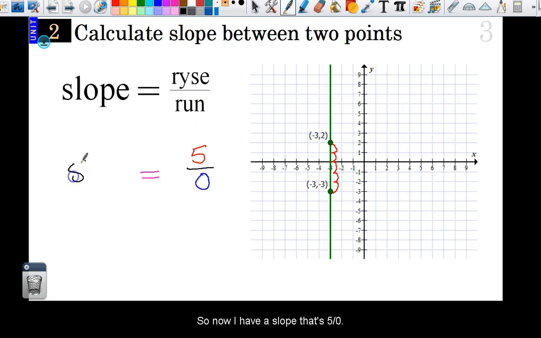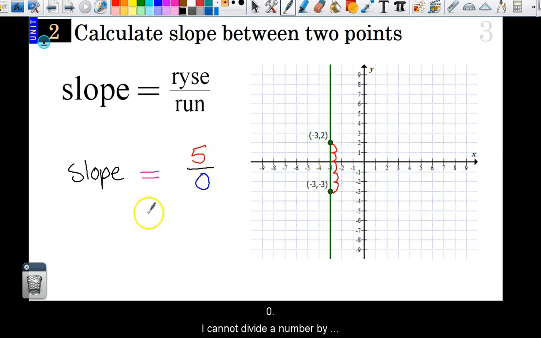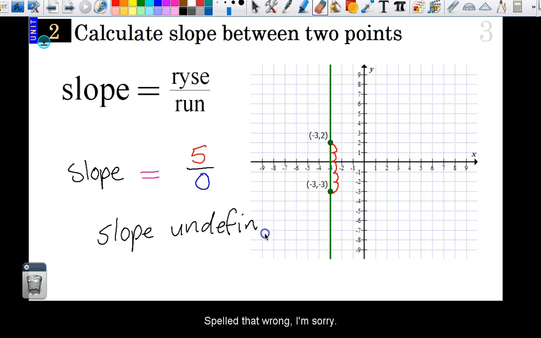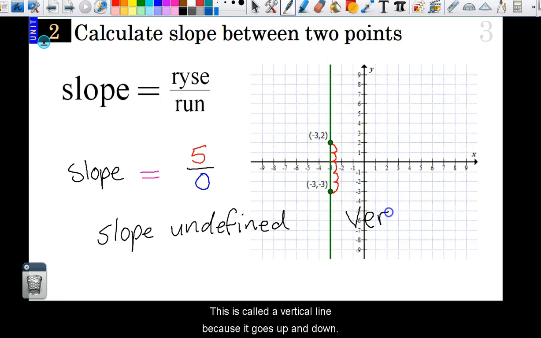So now I have a slope that's 5 divided by 0, and that's the problem. 5 divided by 0, I cannot divide a number by 0. So the slope is undefined. We do not have a definition that tells us what 5 divided by 0 is. I spelt that wrong, I'm sorry. Undefined. This is called a vertical line because it goes up and down.